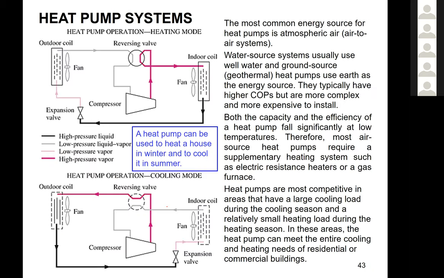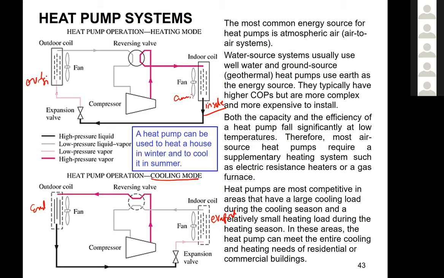Now, what is the difference between heat pumps and air conditioners? You can always think of heat pumps as a reverse air conditioner. In the air conditioner, we have the cooling mode where we go from the compressor to the condenser, to the expansion valve, and then to the evaporator. While in the heat pump, it is reversed. Now it goes from the compressor to the condenser, and the condenser in this case is inside. And we have the evaporator on the outside.